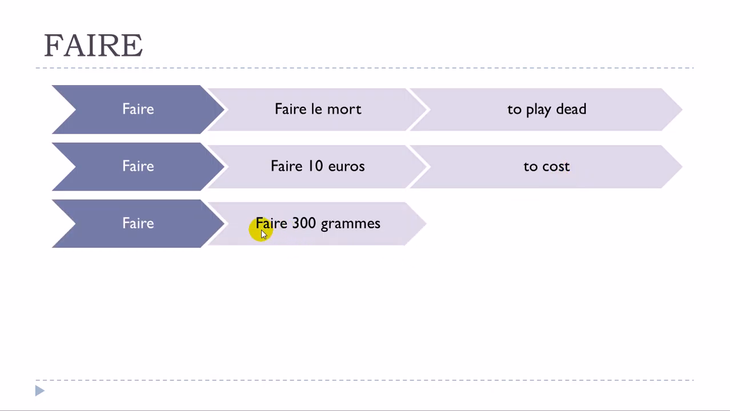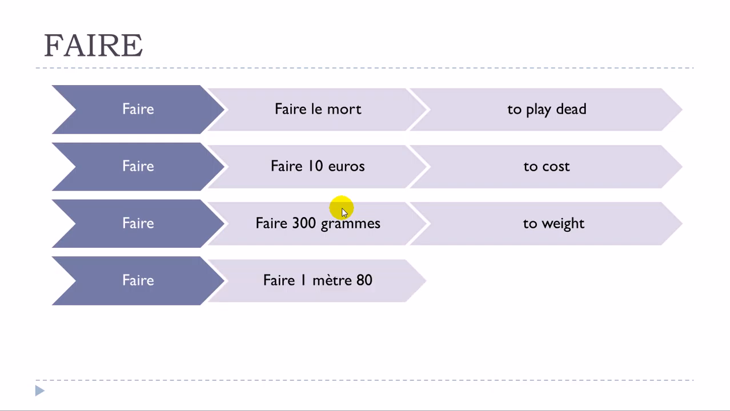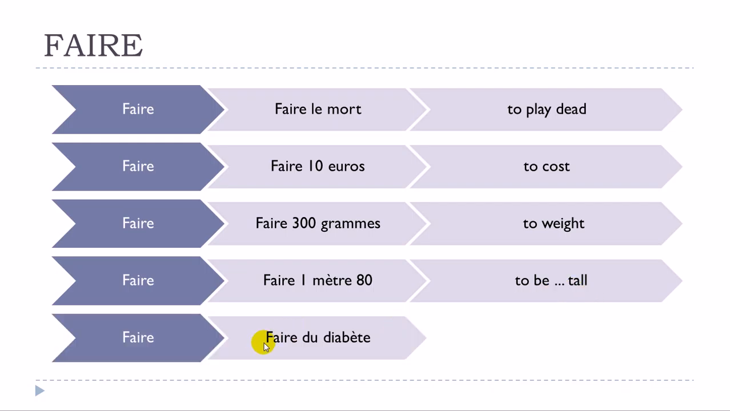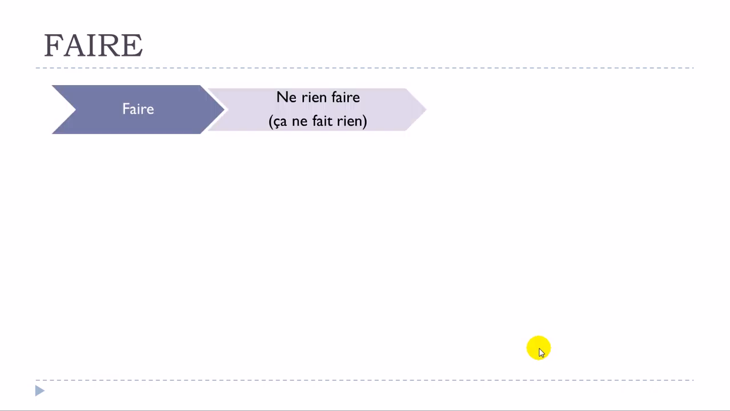It's also possible to use this faire when you're talking about the weight. So faire 300 grammes. Or then it's also possible if you want to talk about your size. So in that case, when you say faire 1m80, of course, you're talking about your size, so to be tall. And then faire du diabète. So you can see that it's also possible to use it when we're talking about medical things. And in that case, it would be to have, of course.